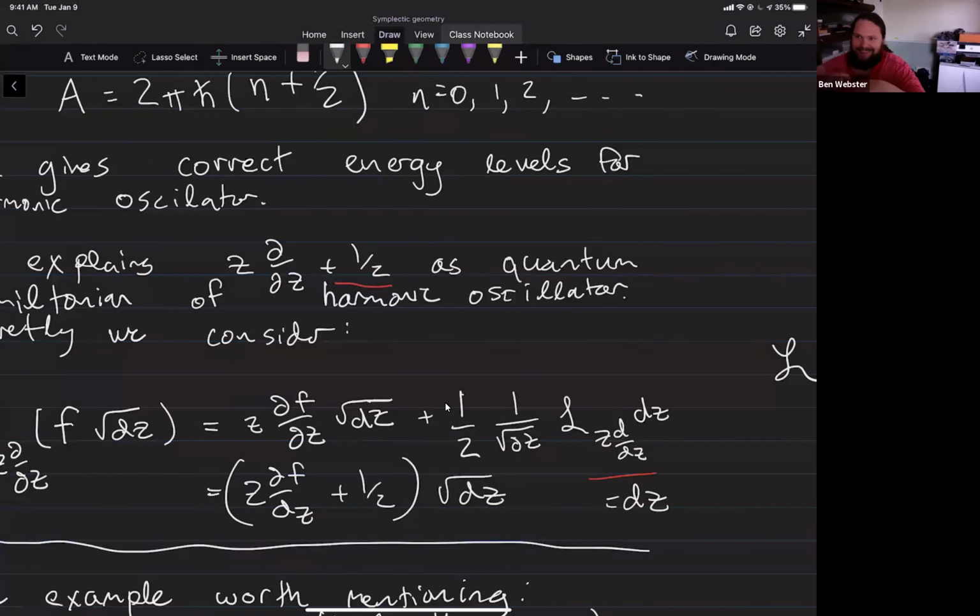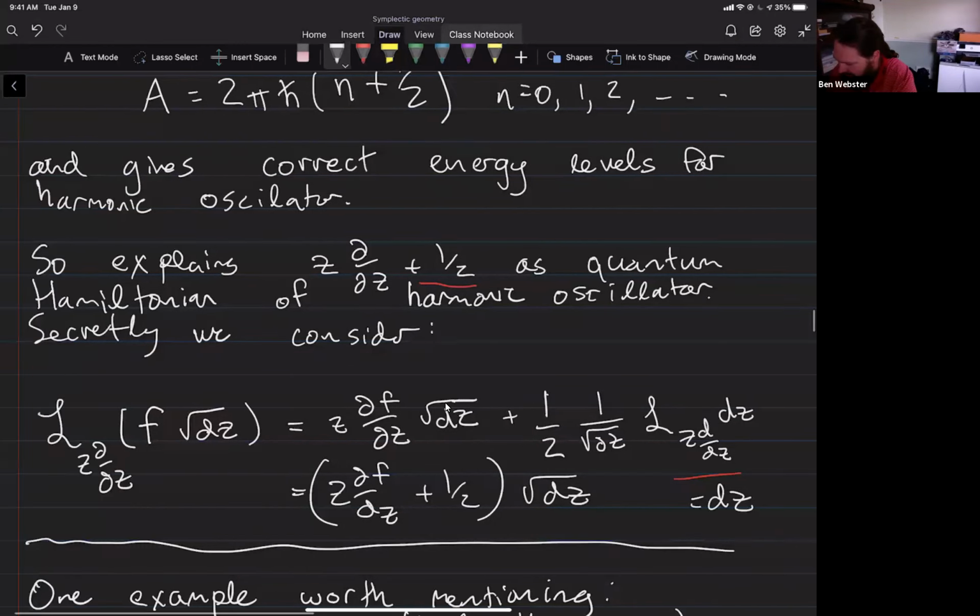You get a compromise between the formula for how you would act on a function and how you would act on the top form. So somehow there are lots of halves running around that this metaplectic correction explains.